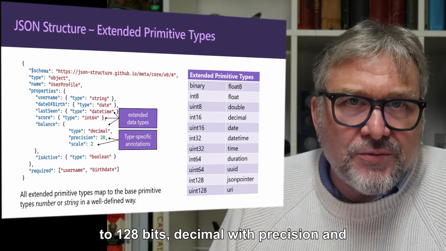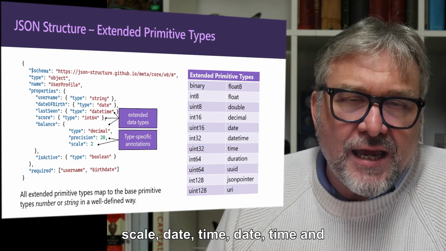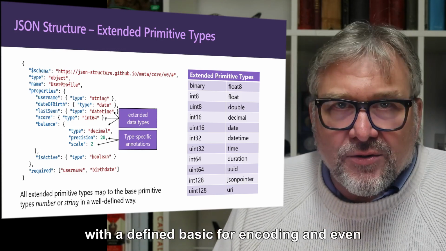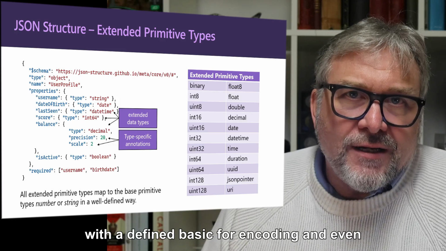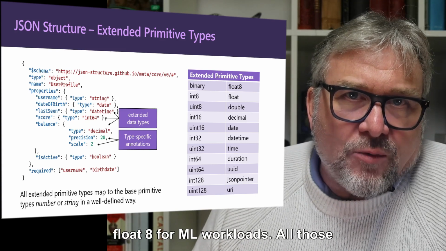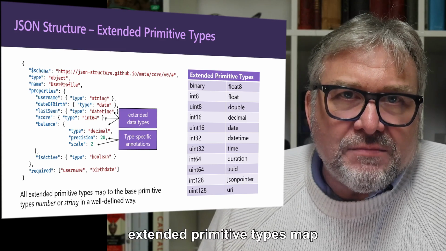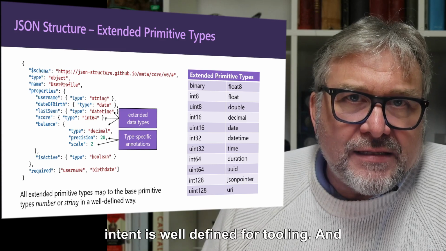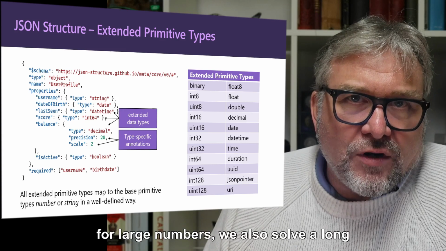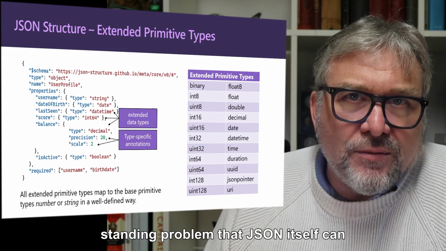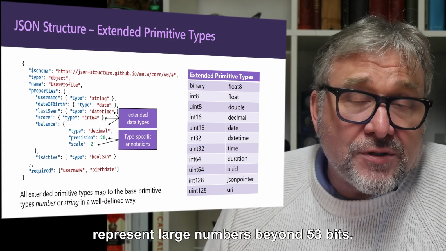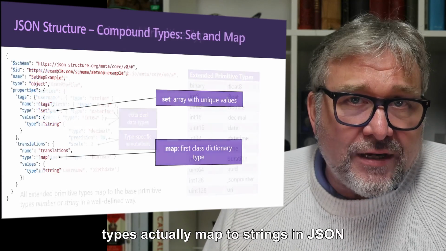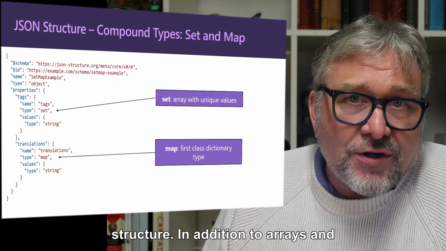Signed and unsigned integers up to 128 bits, decimal with precision and scale, date, time and duration, UUID, URI, JSON pointer, binary with a defined base64 encoding, and even float8 for ML workloads. All those extended primitive types map deterministically to JSON base types, mostly string and number. But the semantic intent is well defined for tooling. And for large numbers, we also solve a long-standing problem that JSON itself cannot represent large numbers beyond 53 bits. And so therefore all the larger number types actually map to strings in JSON structure.